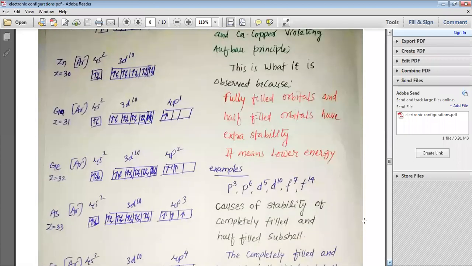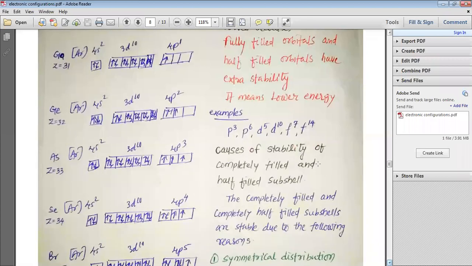Then we have, my dear students, gallium, atomic number 31. Here 3d has been completely filled, so next is 4p, and the electron goes to the 4p orbital. So gallium Z is equal to 31, argon 4s2, 3d10, 4p1. Germanium, atomic number 32, argon 4s2, 3d10, 4p2. No pairing takes place and the electron is filled in the degenerate p orbitals with the same up spin.